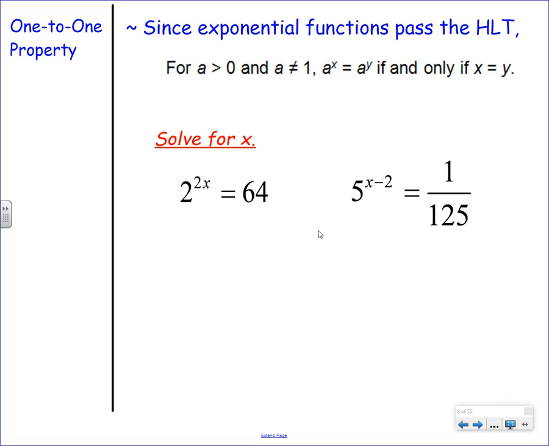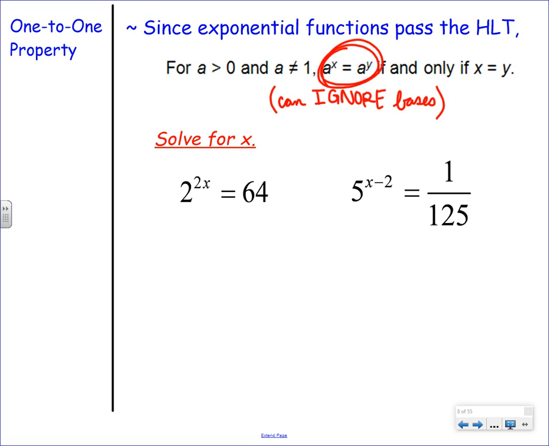I'm going to put in parentheses the word ignore. This property allows us to ignore the bases, but only if the bases match. If the bases don't match, all bets are off. We can't use the property, and there are other ways to solve it. It would just be for a future section once we talk about logarithms.